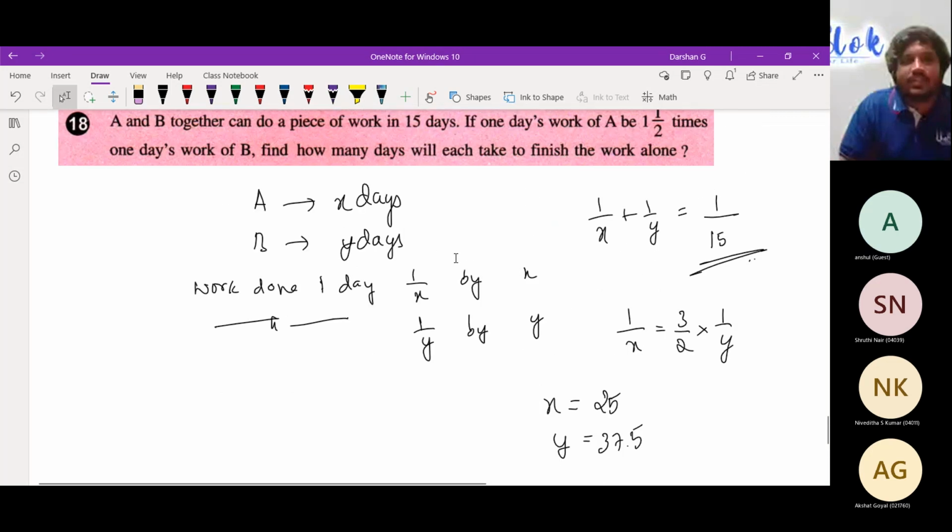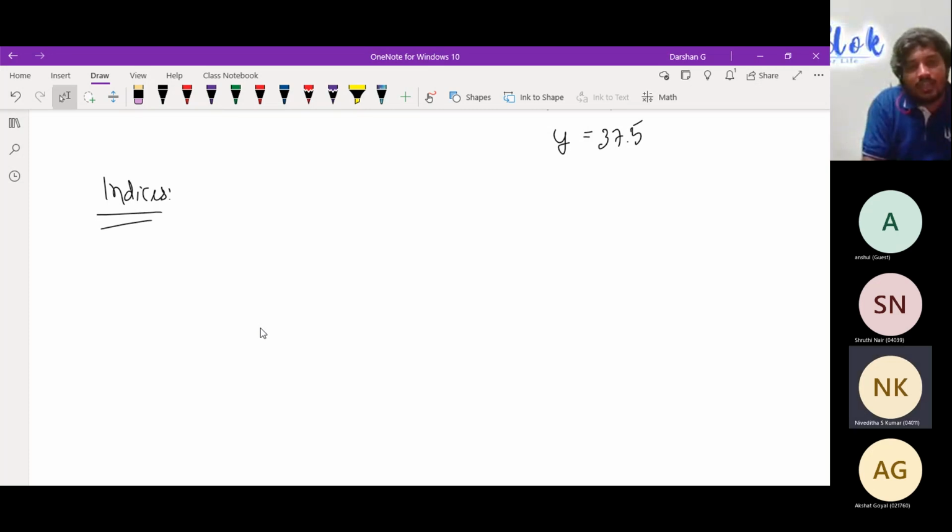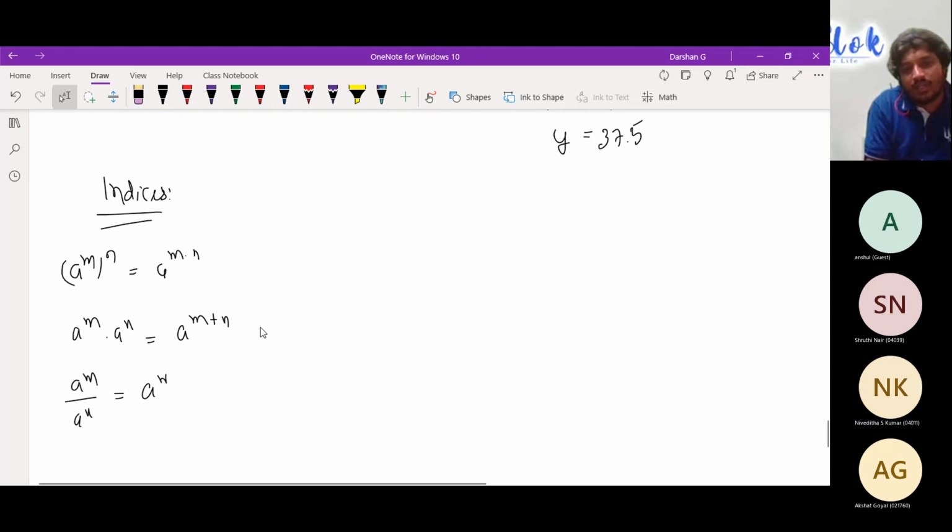Okay, fine then. So I think we'll move on to exponents or indices, and I think this is the simplest chapter, and I like playing around with this chapter. So I'll be writing all the formulas, right? A to the power of m to the power of n is equal to a to the power of mn. A to the power of m into a to the power of n is equal to a to the power of m plus n. A to the power of m divided by a to the power of n is equal to a to the power of m minus n.